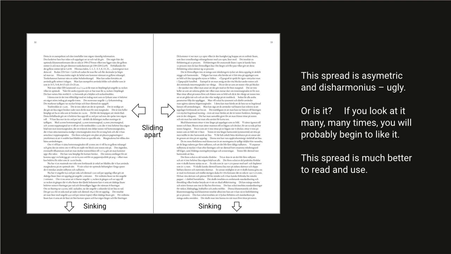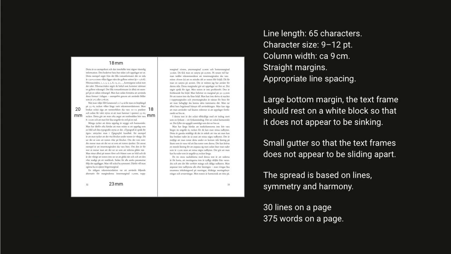The cluster text columns seem to be sliding apart, and they seem to be sinking. This will change when you have looked at this spread many times. In the rectangle text, the other margins were adjusted to the inner and bottom margins so that the spread looked good and harmonious. The spread was considered to look good as the margins decrease in size from the bottom margin outwards. It can be seen in the picture.